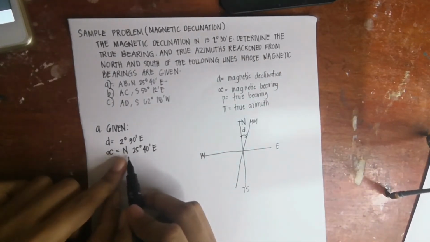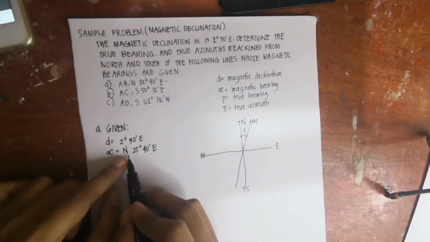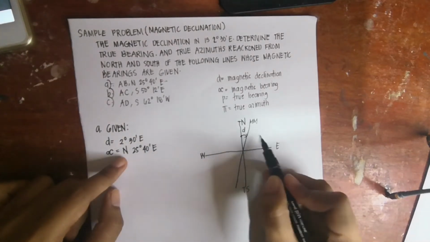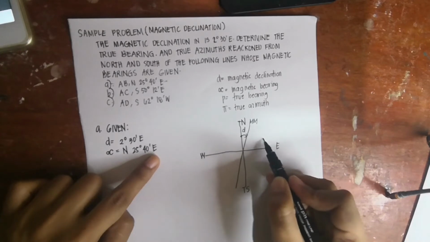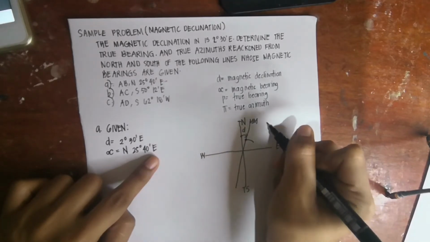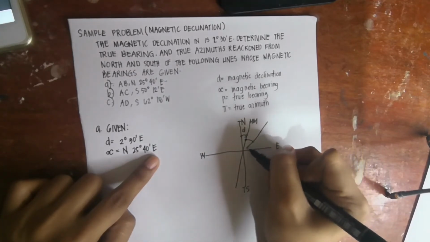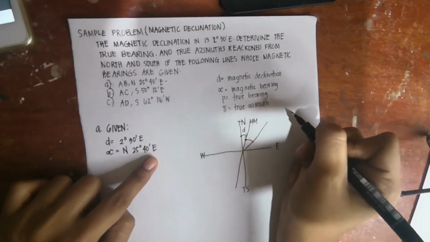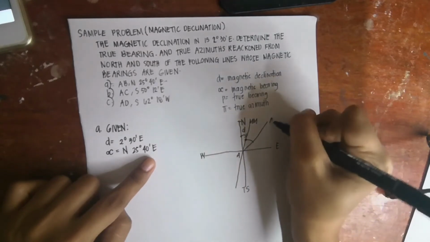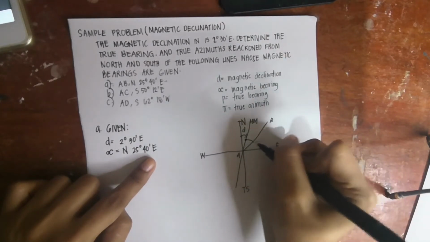Next, the magnetic bearing. Since it is given as north, it is here, in either of these two quadrants. Since it is east, it is here. So, from the magnetic meridian, 25 degrees, let's see, this is line AB. This is the magnetic bearing.